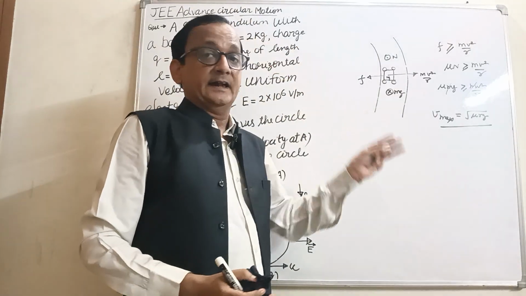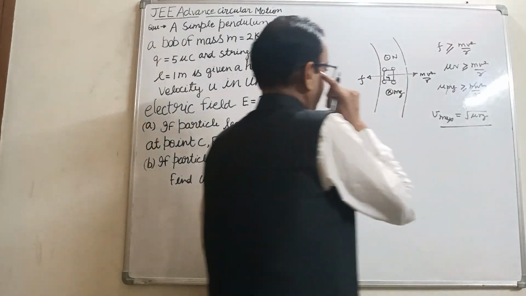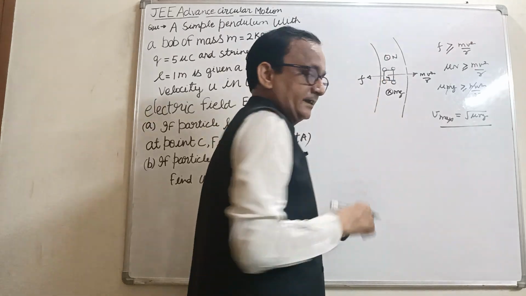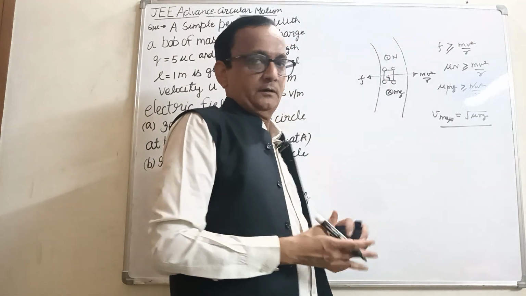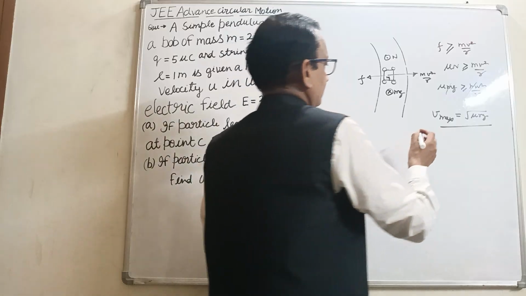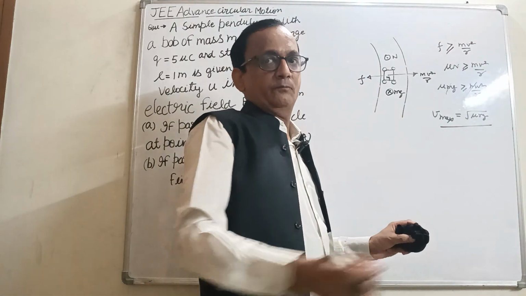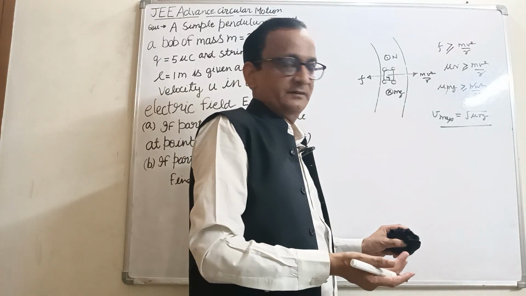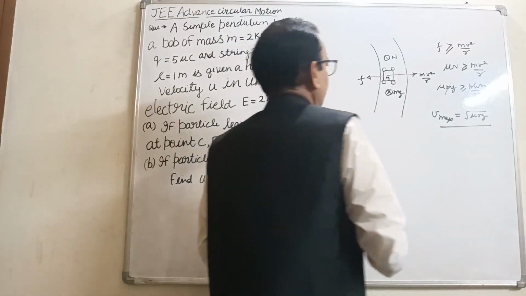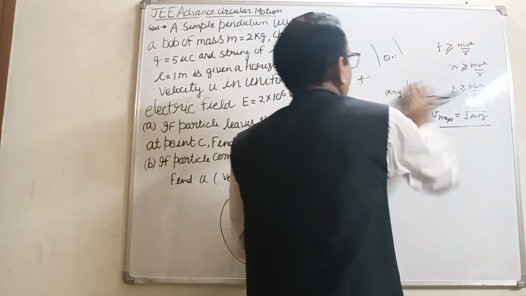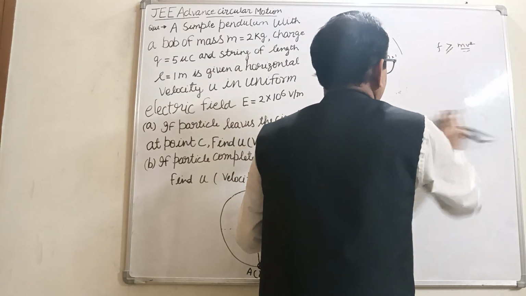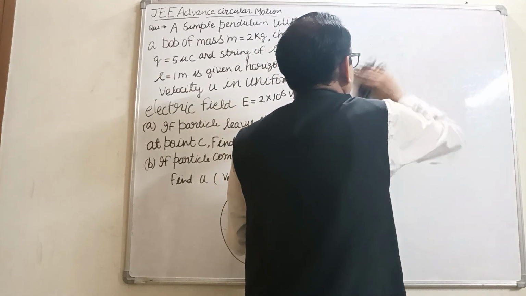While in the rainy season, the friction coefficient mu becomes less, so there is a chance of skidding when we drive the vehicle at more speed. There is a chance of slipping of the vehicle. We also discuss the case of banking, road banking.